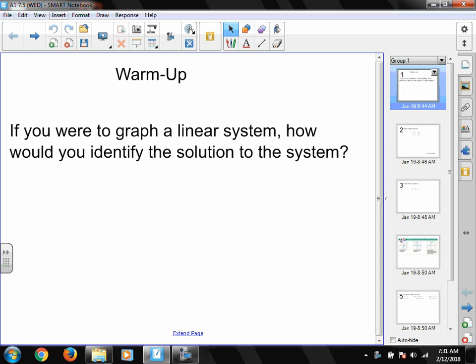But just to begin today, we want to talk about what you would look for if you were to graph a linear system. So going back to 7.1, how would you identify the solution to the system? What would we be looking for? Take a couple seconds here, pause the video if you want, and think to yourself about what you would be looking for there.